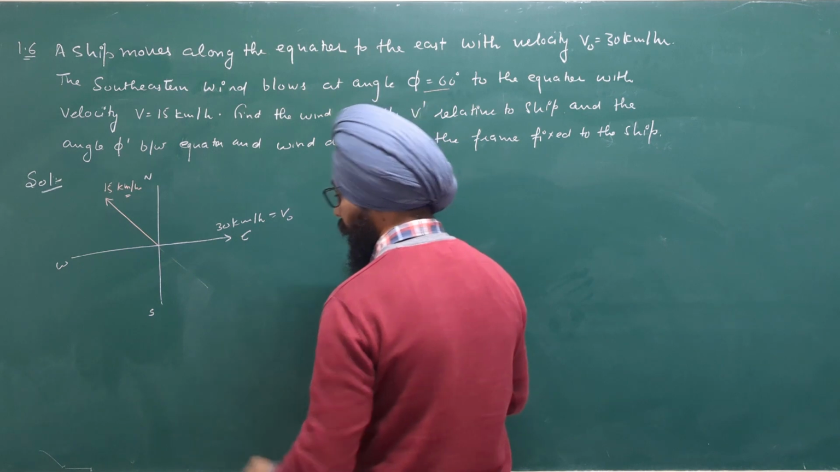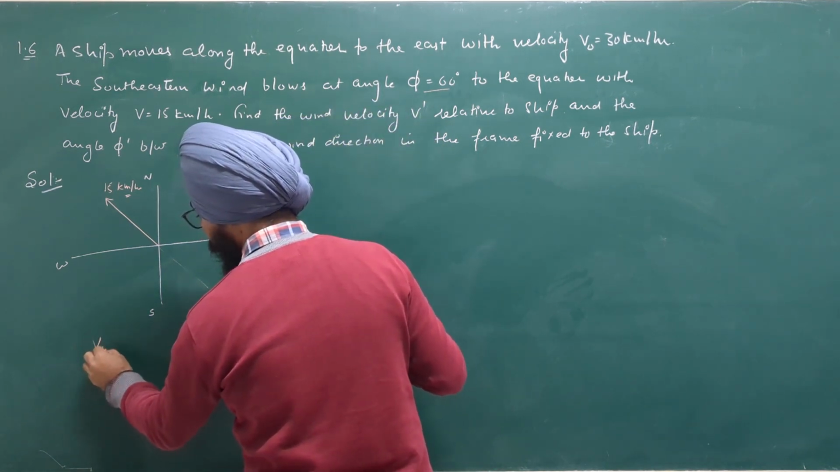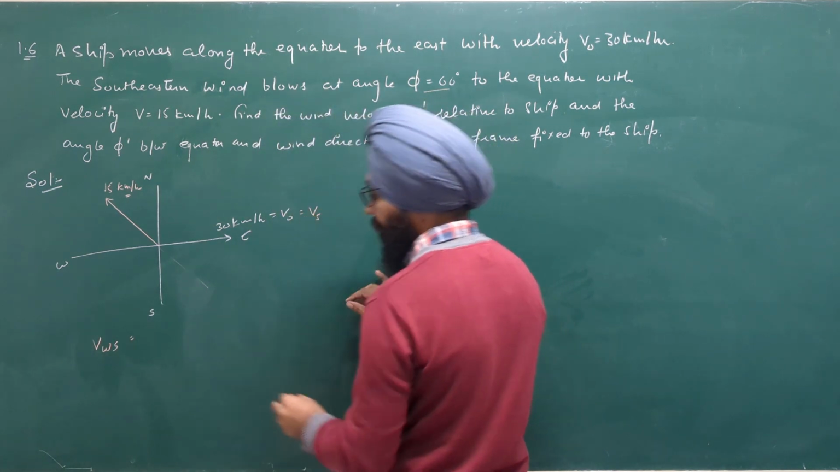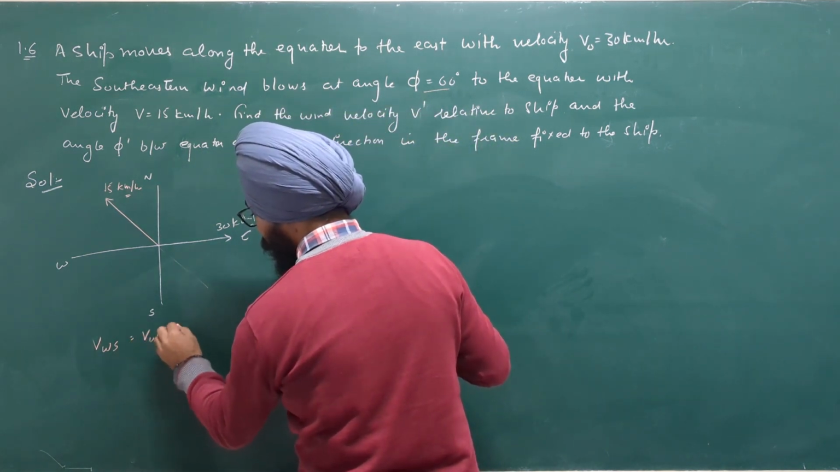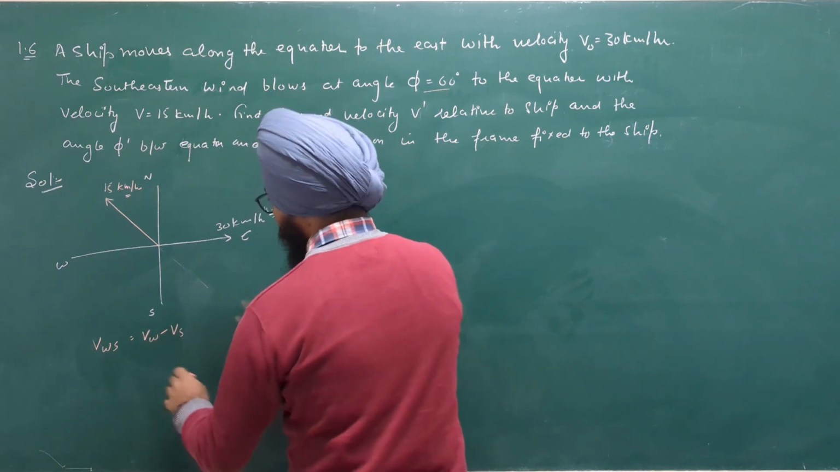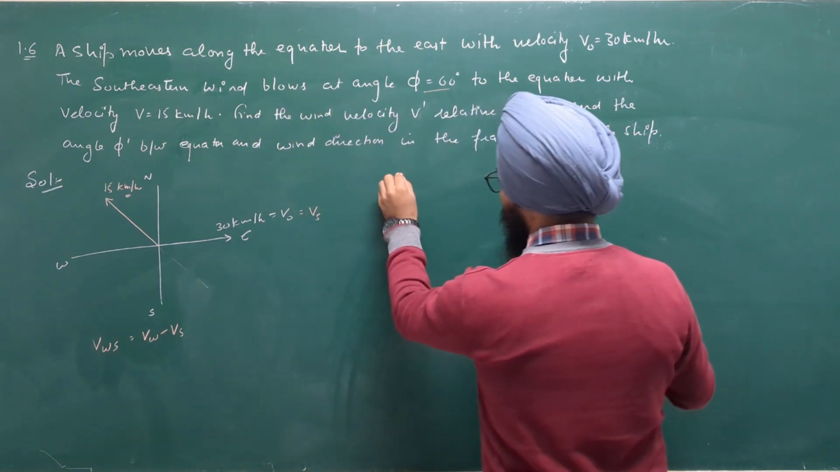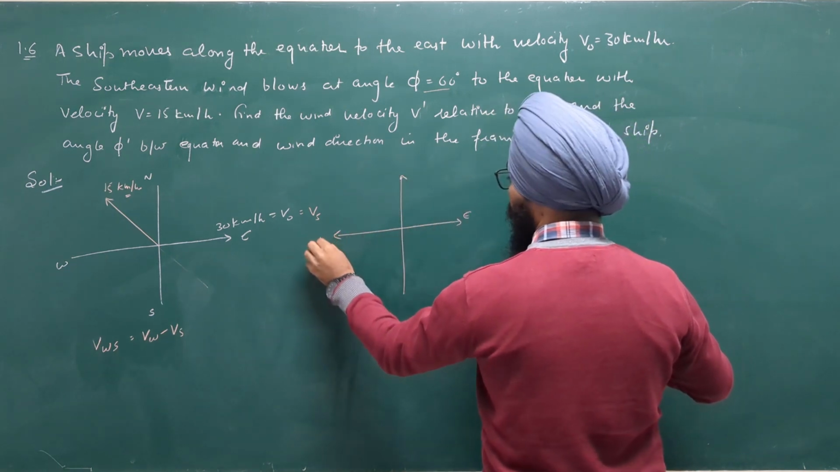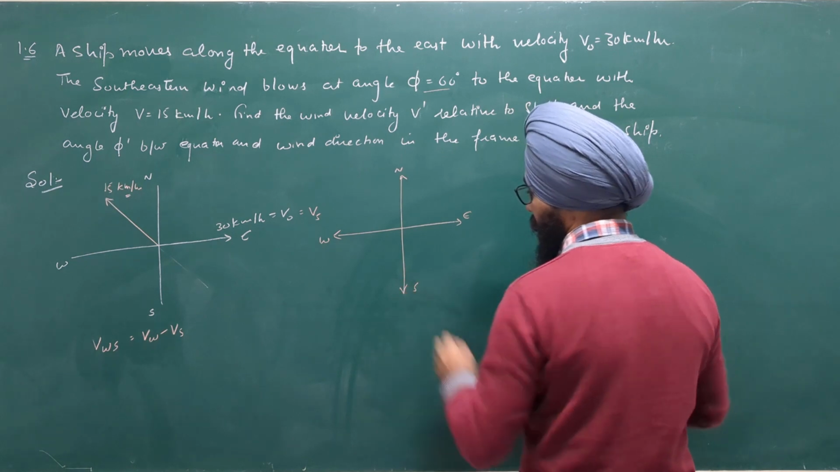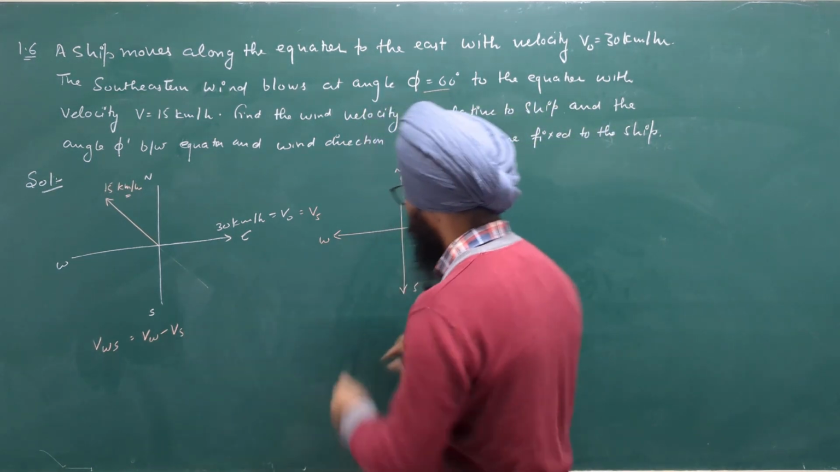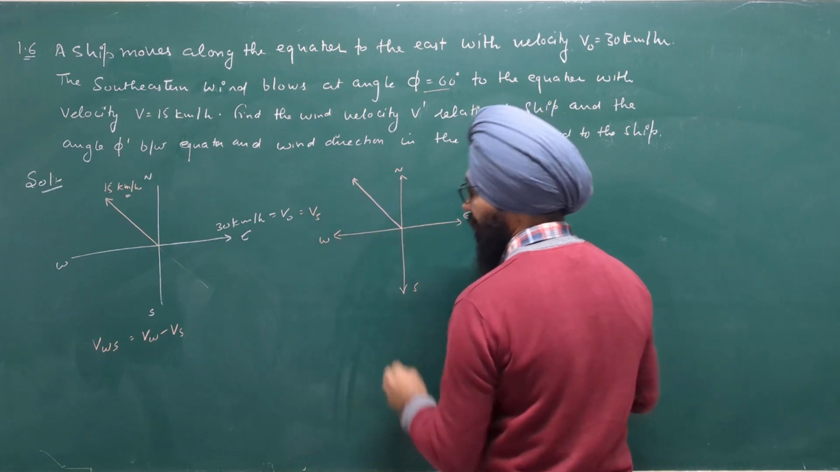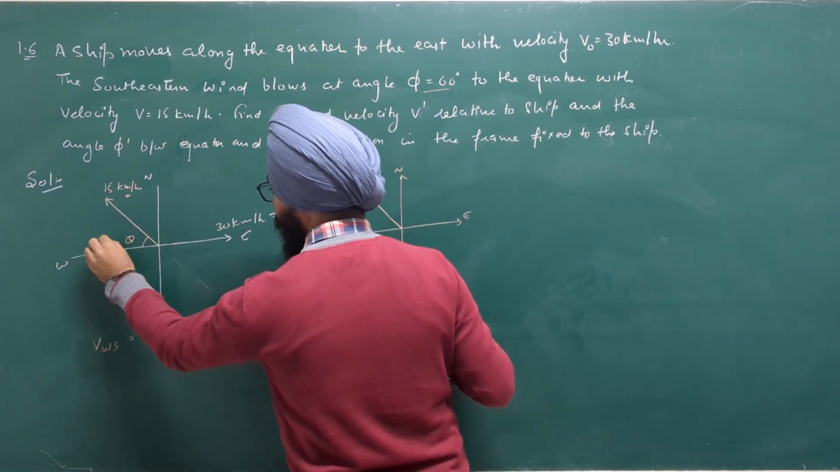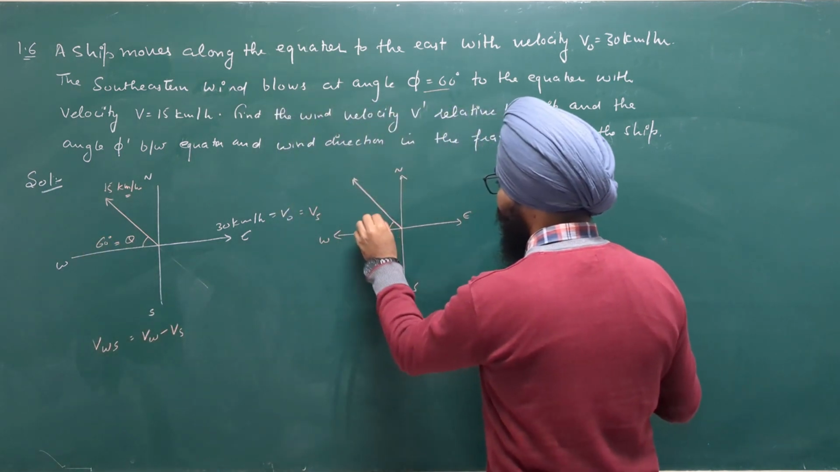15 km per hour, and we need to find velocity of wind with respect to ship. So this is velocity of ship Vs or V naught, and this is velocity of wind minus velocity of ship. Then let's redraw the situation. This is east, west, north, south. Now velocity of wind is like this, and it is given that if this is equator, this angle is 60°. It is given in the question.